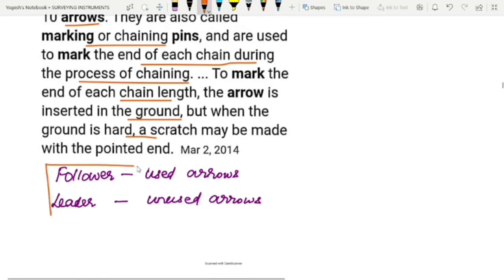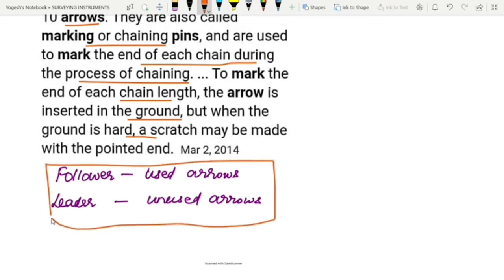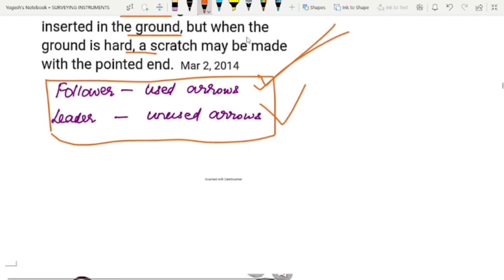The follower basically uses the used arrows, and the leader basically uses the unused arrows. A very important concept is there. Let us suppose this is the leader and this is the follower. Sorry, the follower always uses the used arrows, and the leader always uses the unused arrows. Please be careful. We will discuss a numerical.